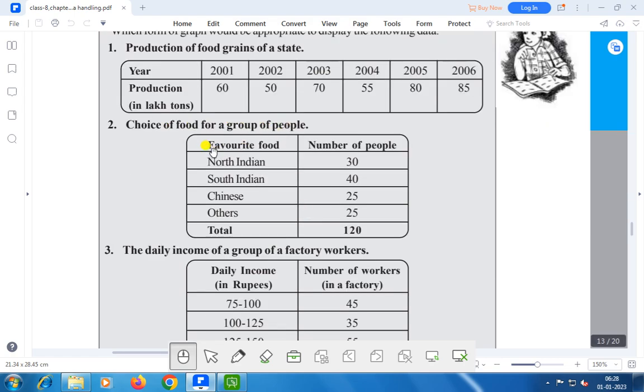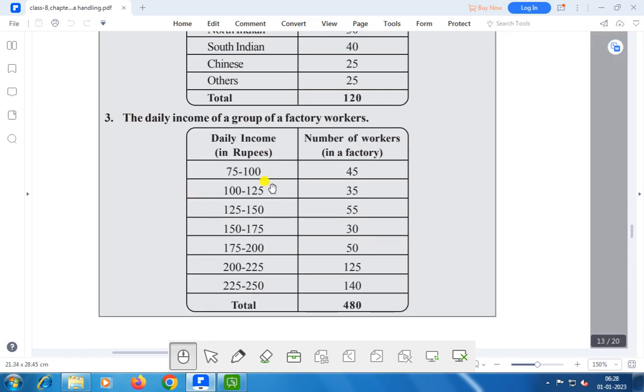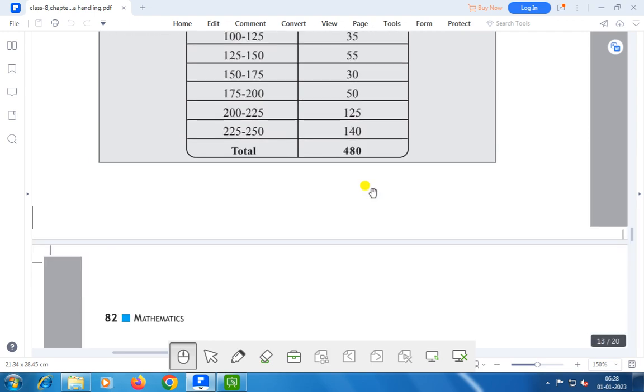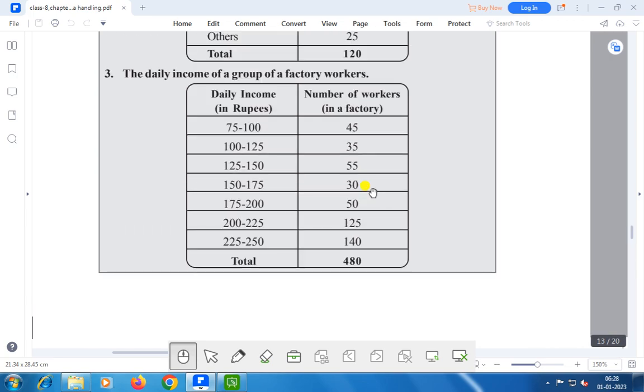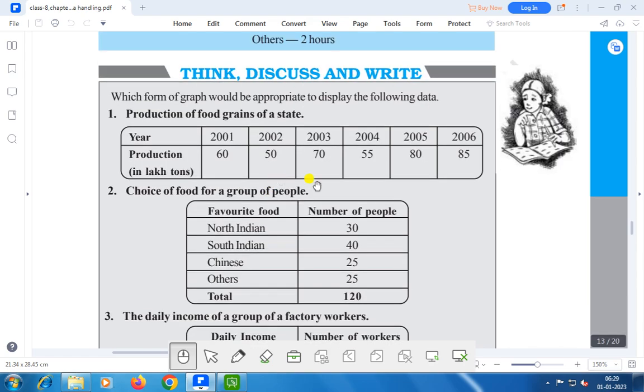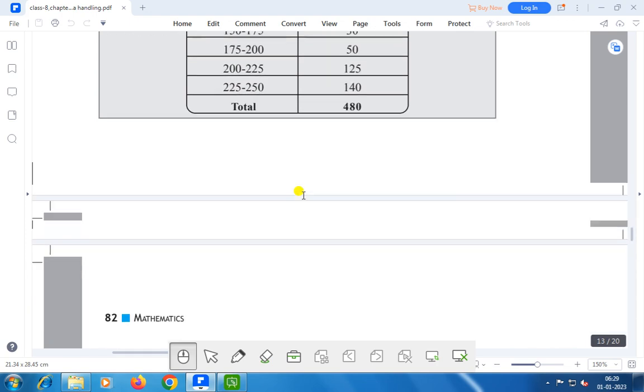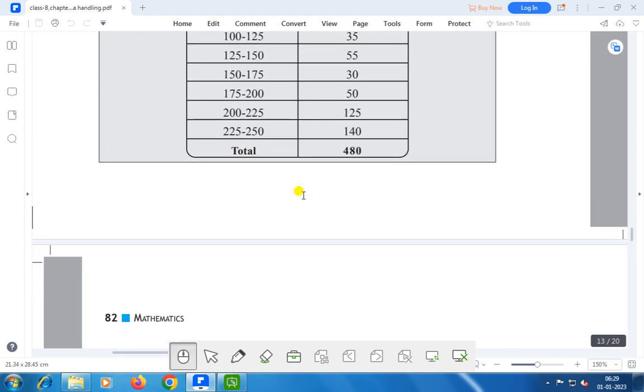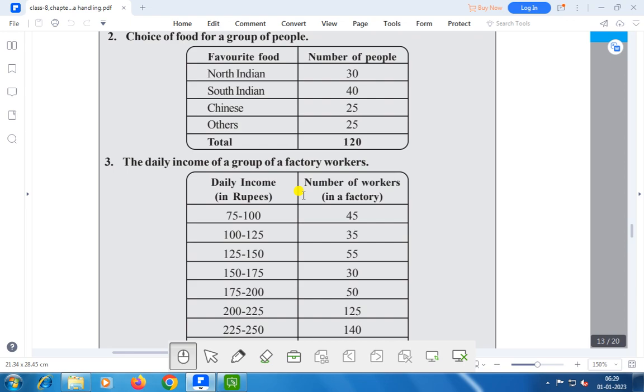Choice of food for a group of people. Favorite food North Indian, number of people 30. South Indian 40. Chinese 25. Others 25. Total 120. The daily income of workers in a factory. Daily income in rupees 75 to 100, 100 to 125, and number of workers. Right? We can make various bar diagrams and pie charts to represent the various tables. Now we'll do the exercises of pie chart or circle graph.